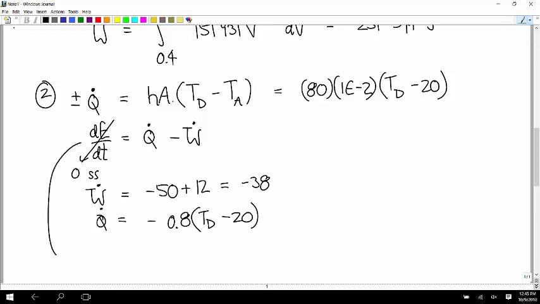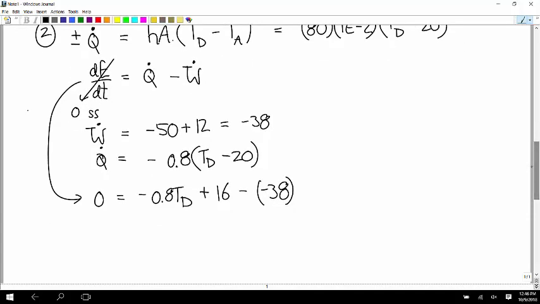And then we can put that into the first law. 0 is equal to negative 0.8 T_D plus 16 minus negative 38, and if you solve for T_D, you get T_D is equal to 67.5 degrees Celsius. Any questions about any of the signs on that one?